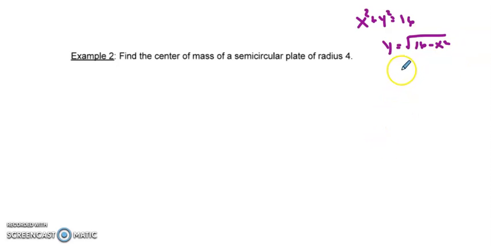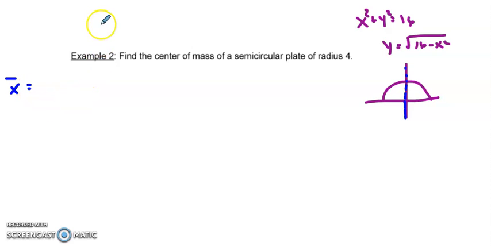Now, I'm going to show you something real quick, but I'm going to do the math behind it anyway. This is the semicircle with radius of 4. It should make sense to you that the x value of the center of mass will be 0 here, because we have symmetry over the y-axis. I'm going to show you why that's true also. So let's start by solving for x bar, and of course I want this to be 0.